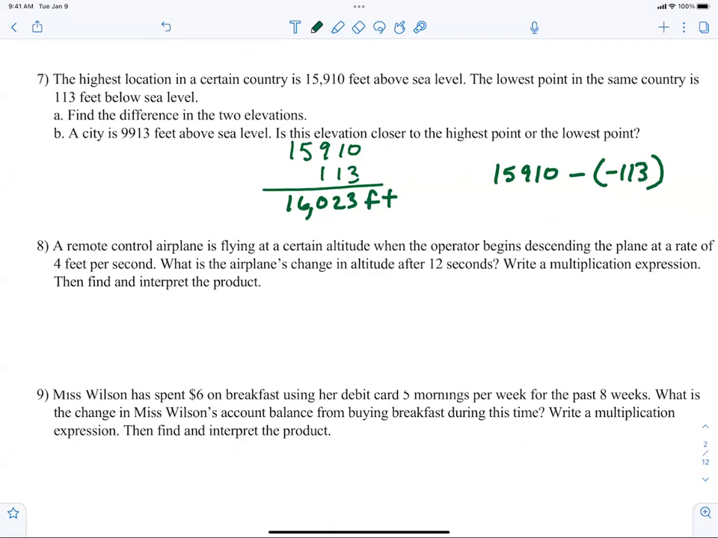All right. A city is at 9,913 feet above sea level. Is this elevation closer to the highest point or to the lowest? What do you think? Highest. Of course. Anybody have any problems with that being highest? And again, please don't just put highest down if you don't know. Is everybody good with it? It's going to be close to the highest point, right? It's more than halfway. All right, here we go. Thank you very much.